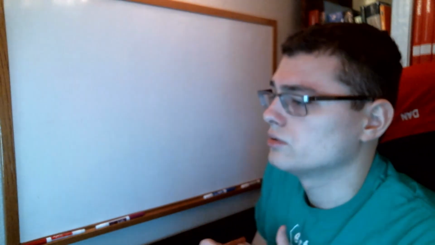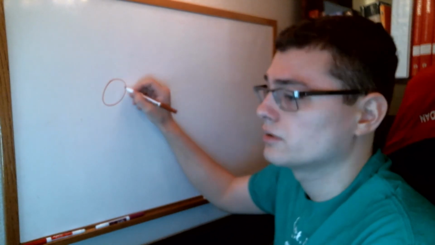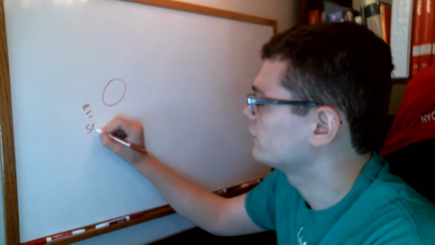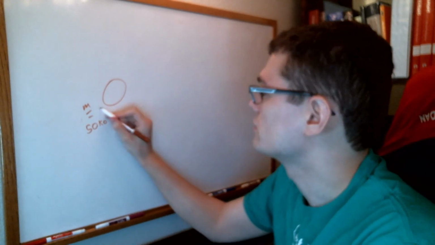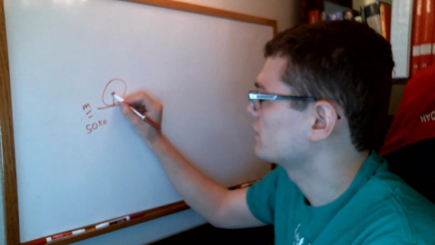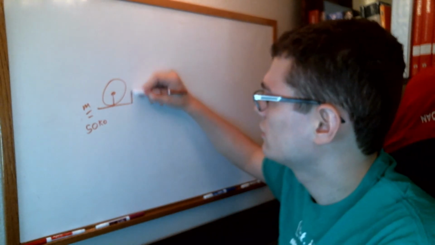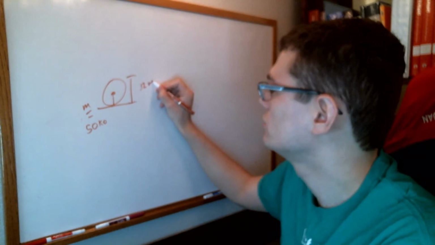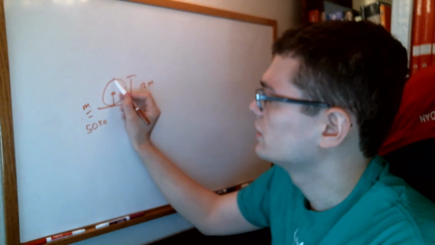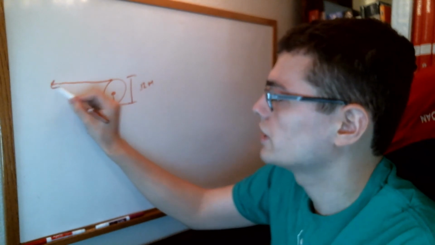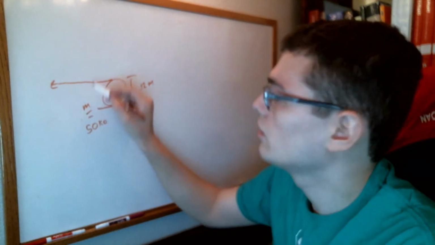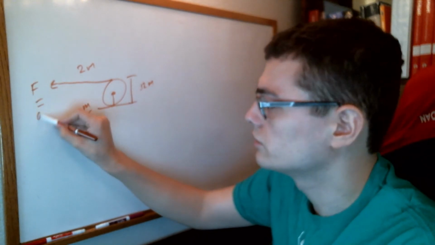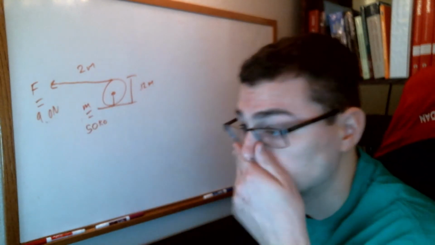Okay, so we have our disc here, and this is going to have a mass of about 50 kilograms, and this is going to be put down here on this flat ground. The distance from here to the cable is going to be 0.12 meters, and then it's going to be pulled in this direction over 2 meters, and then the force here is going to be equal to 9.0 newtons.